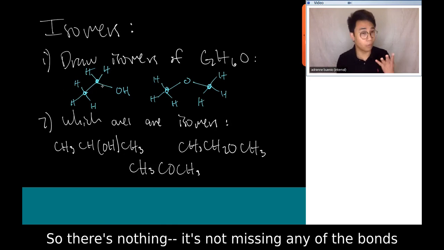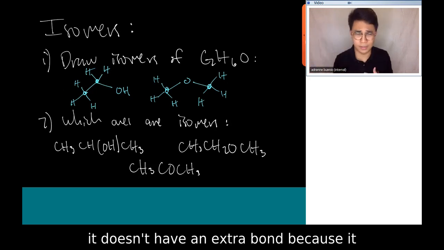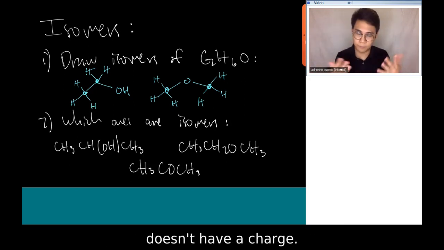Carbon has four bonds, so it's not missing any of the bonds, and it doesn't have an extra bond because it doesn't have a charge, right?